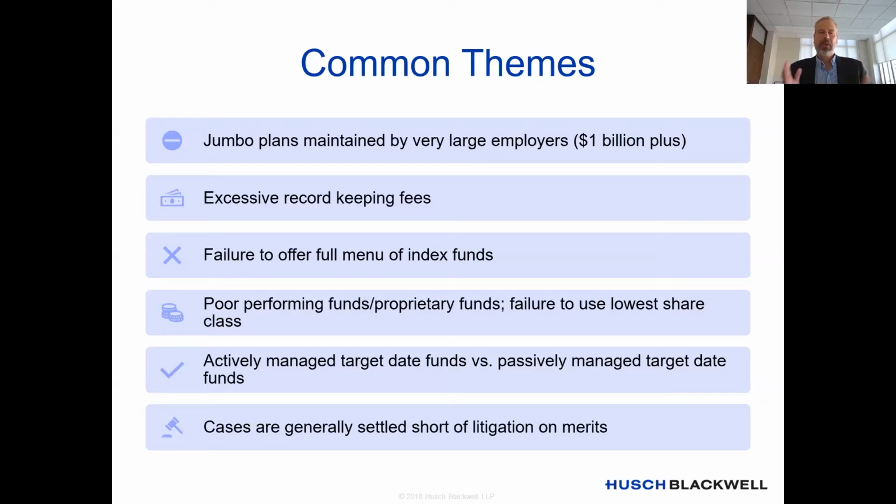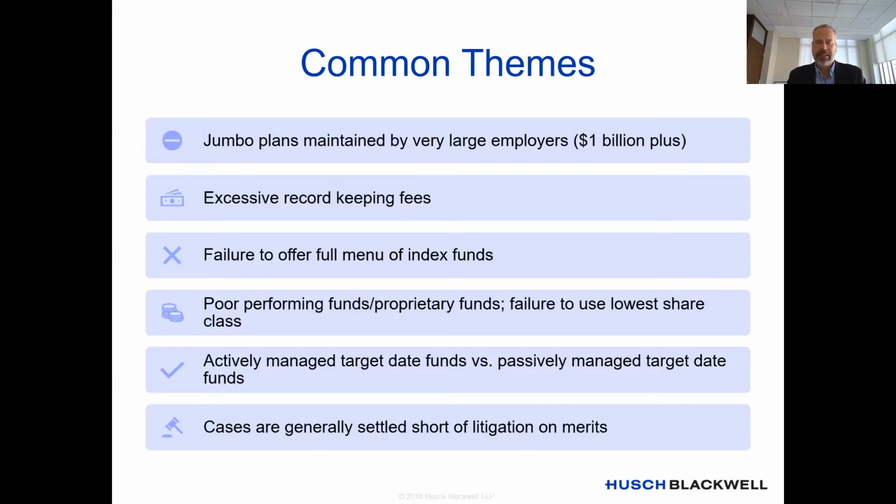So for starters, these are some of my common themes. These cases have largely focused on jumbo plans, and everybody can have a different definition of jumbo plan. And recently, we've seen a case, I think there was one filed last week, that was as low as $300 million in assets. But most of these plans, at least lately, have been really large plans of $1 billion plus. But I think if a plan has $500,000 or more, just by being large in that size, you're a potential target, or at least on the radar of plaintiffs' firms.